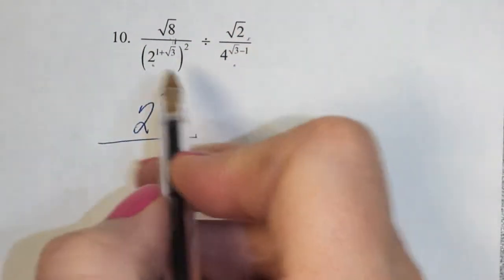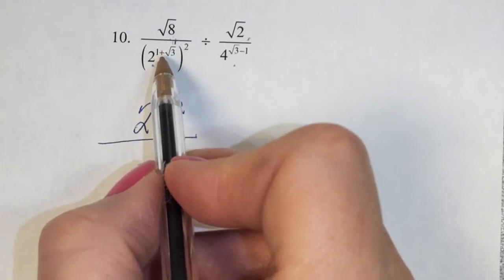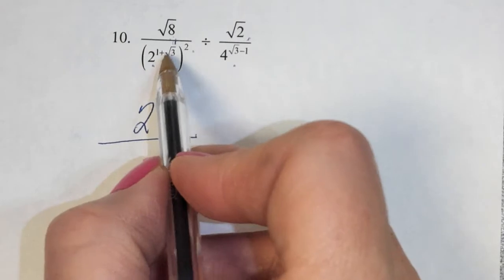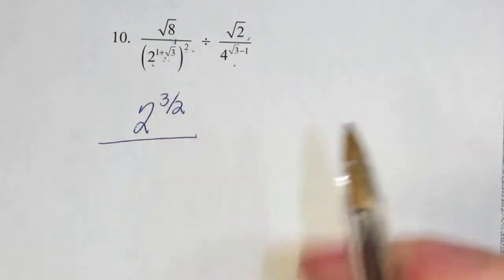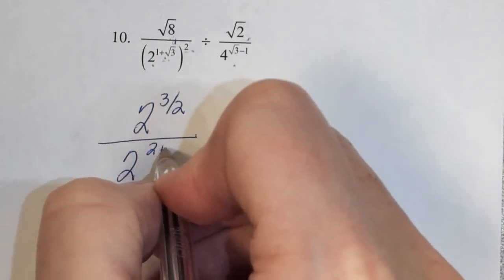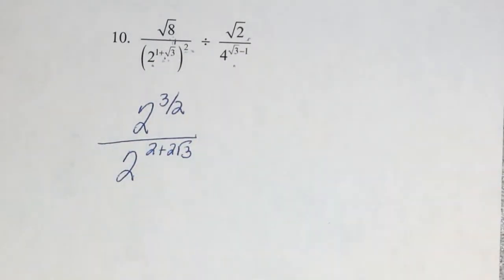All right, let's work with the bottom now. What do we do when we have a power to a power? What's the rule? Power to power, what do we do with those? Multiply. So we have 2, let's multiply those. 2 plus 2 radical 3.